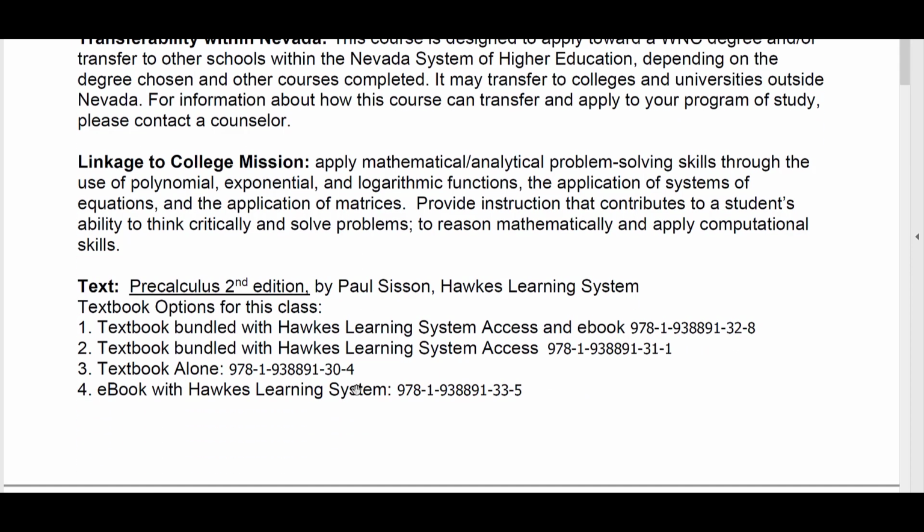So we're using an older textbook that is out of edition. They have a lot of used copies out there, and so it makes it cheaper for schools. But I like this edition, the second edition of Pre-Calculus by Paul Sison. There are several different options there for getting the book.